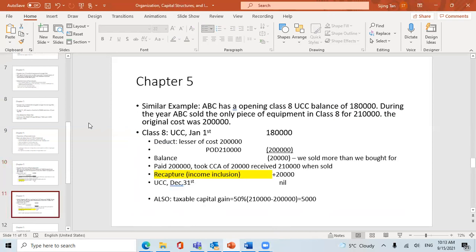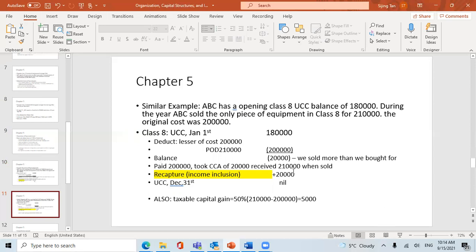Another example, we're going to talk about recapture. Similar, ABC has an opening Class 8 UCC balance of $180,000. During the year, ABC sold the only piece of equipment in Class 8 for $210,000. The original cost was $200,000. Start the same. UCC January 1st, we have 180. And then we deduct the lesser of cost, $200,000, or the proceeds of disposition, $210,000.